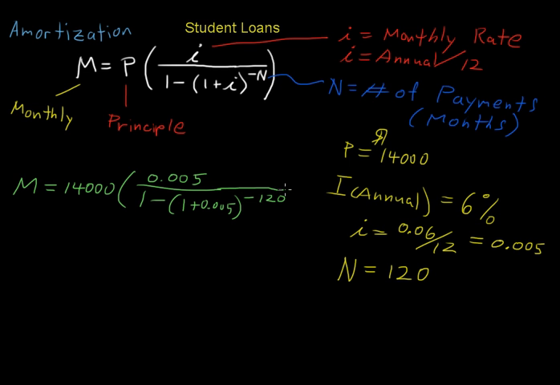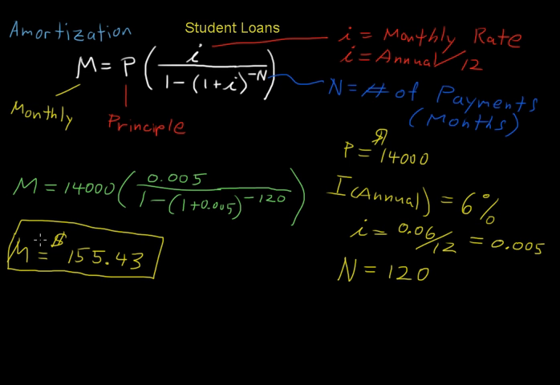That accounts for the decreasing factor because the amount is taken off every month. I won't slow you down with order of operations and show step by step, but you do exponents first, right? 1.005 raised to the negative 120, and then 1 minus all of that, and then 0.005 divided by all of that, and then at the end multiply that by 14,000. And you get $155.43 every single month for the next 10 years.